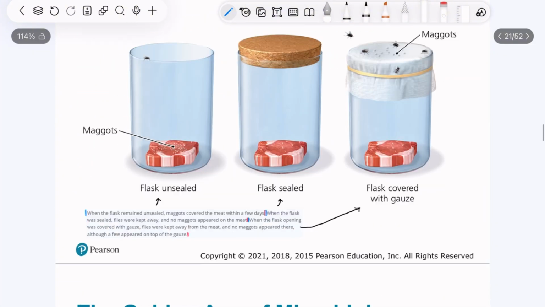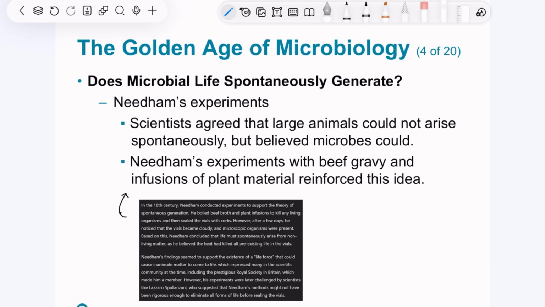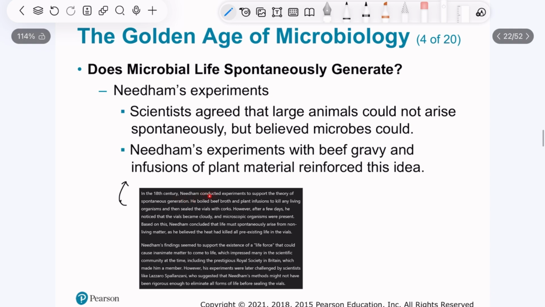So we then have Needham's experiment. Scientists agreed that large animals could not arise spontaneously, but believed that microbes could. Needham's experiment with beef gravy and infusion of plant materials reinforced this idea. So, in the 18th century, Needham conducted an experiment to support the theory of spontaneous generation.